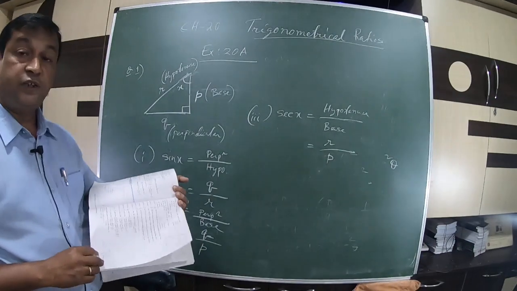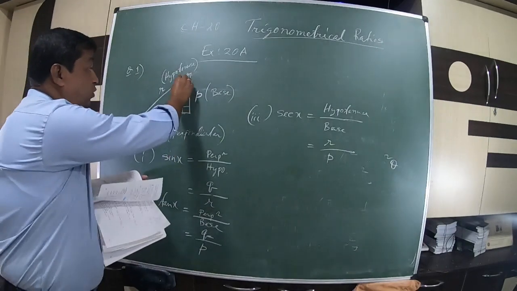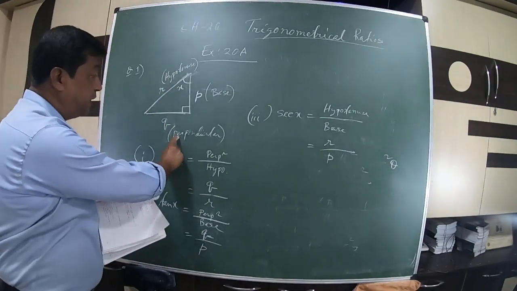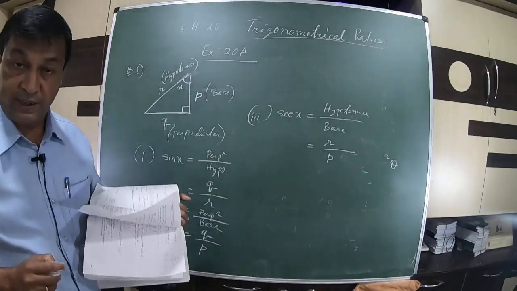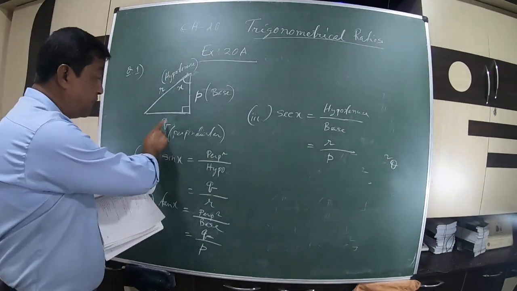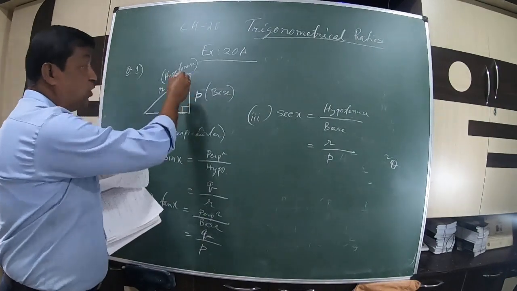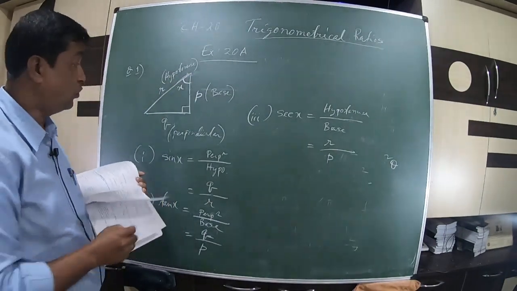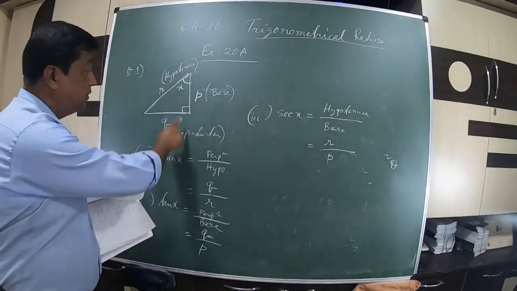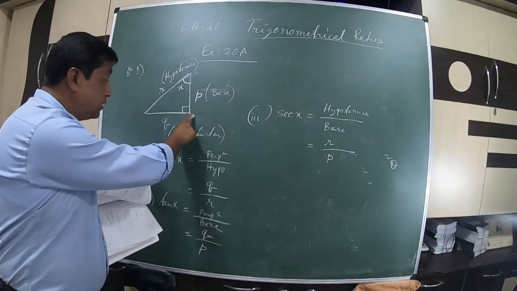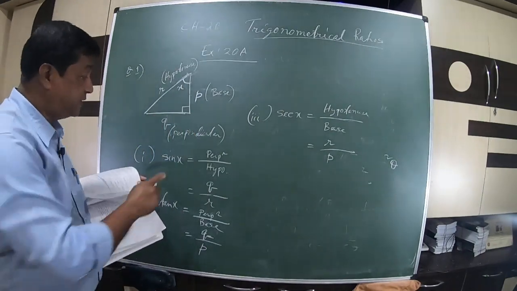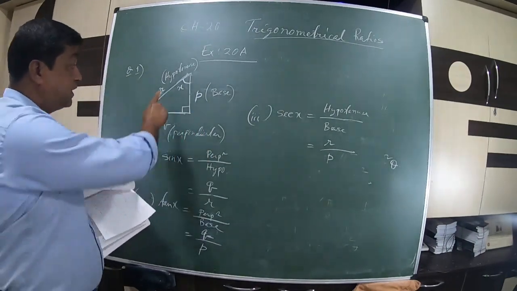So actually the main thing is that you have to find out the perpendicular, then the base, then the hypotenuse, which is the longest side. The perpendicular will be the side opposite to the given angle. For which angle are you opting here? For angle x. Now what is the opposite side? That is q here. That is the perpendicular. The longest side I have already told you is the hypotenuse.